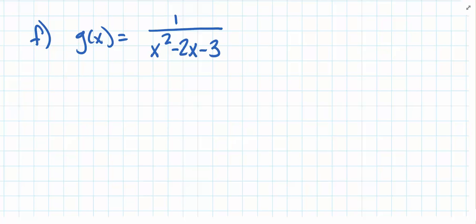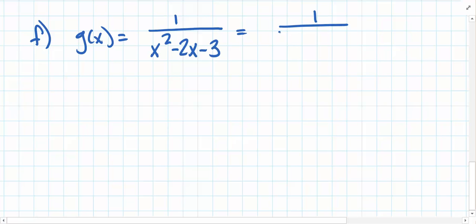Anybody remember how to factor this? I shouldn't have said algebra. Okay. Isn't it x plus or minus 3 plus 1? Yes, absolutely. This would factor into 1 over the product of 2 linear binomials, right? And it would be x plus 1, and then it would be x minus 3.